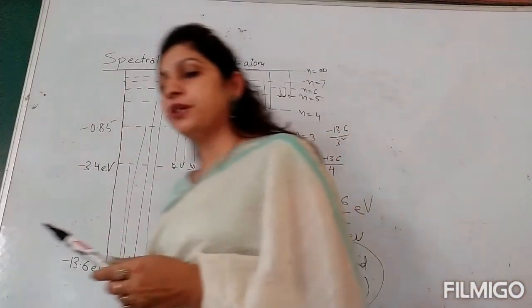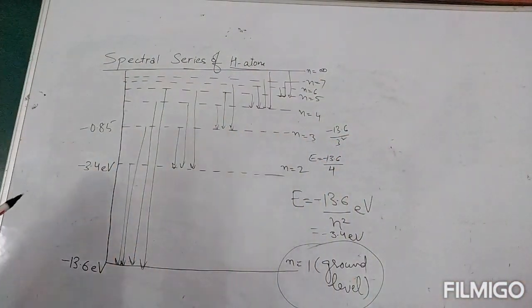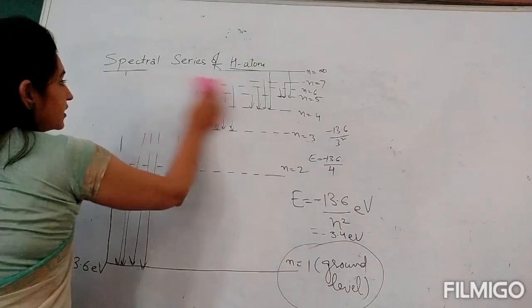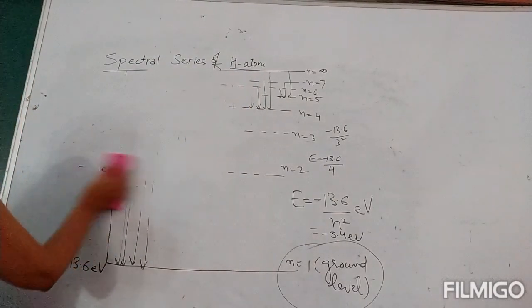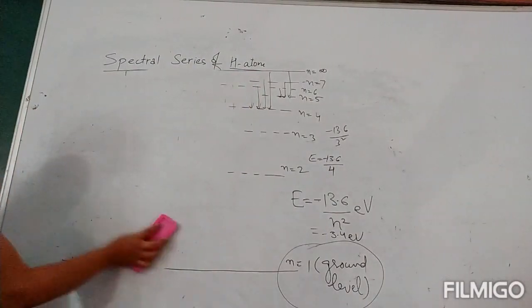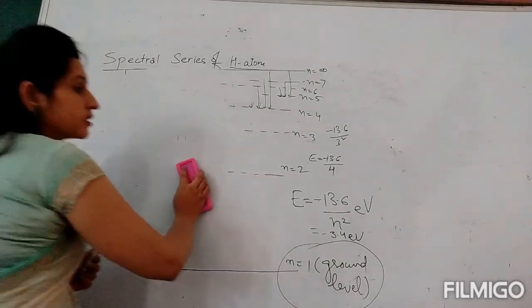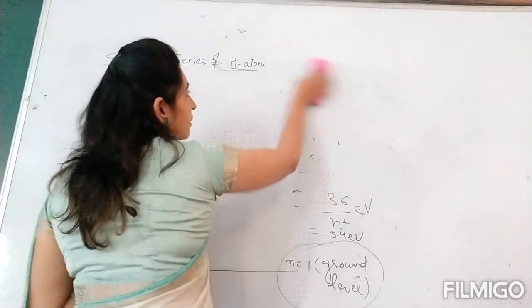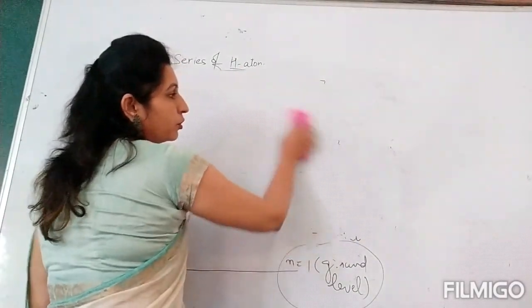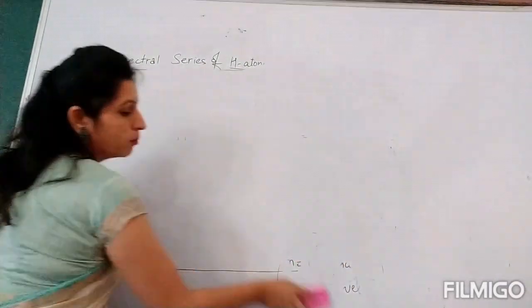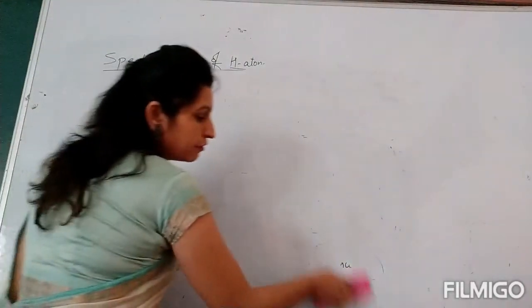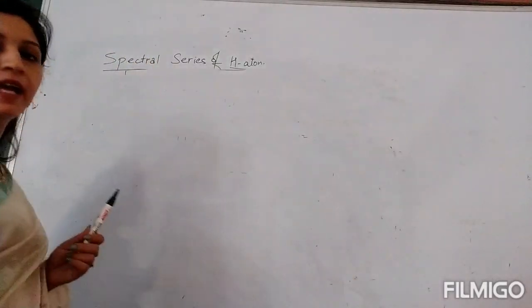Then what is the formula to calculate excitation energy? The energy associated with various orbits you have written on the sides. For the first orbit it was minus 13.6, for the second orbit it is minus 3.4. So you need to remember only the formula. If you remember the formula, by putting the value of n, you can find the value of energy.